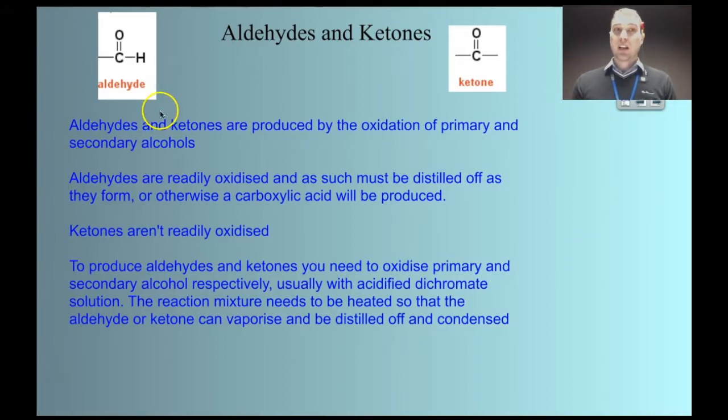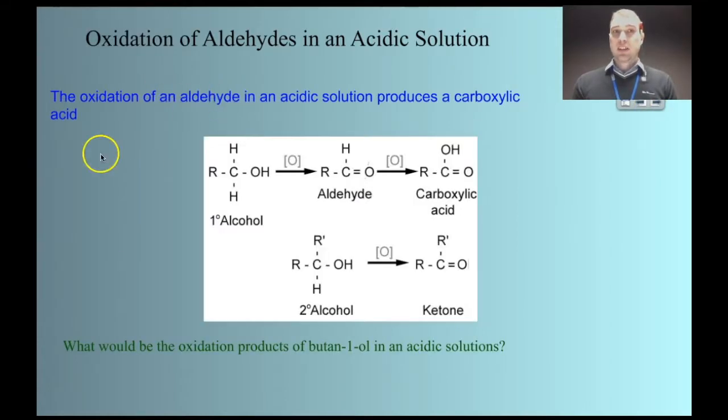If you want to extract the aldehyde directly from your reaction mix where you're oxidizing a primary alcohol, you need to extract it as it forms, and often we do this using a distillation apparatus, so that as soon as the aldehyde forms, it distills off. Otherwise, the aldehyde will just oxidize through to the carboxylic acid. So if we oxidize an aldehyde in acidic conditions, we get a carboxylic acid. So here we have the primary alcohol goes to aldehyde, goes to carboxylic acid.